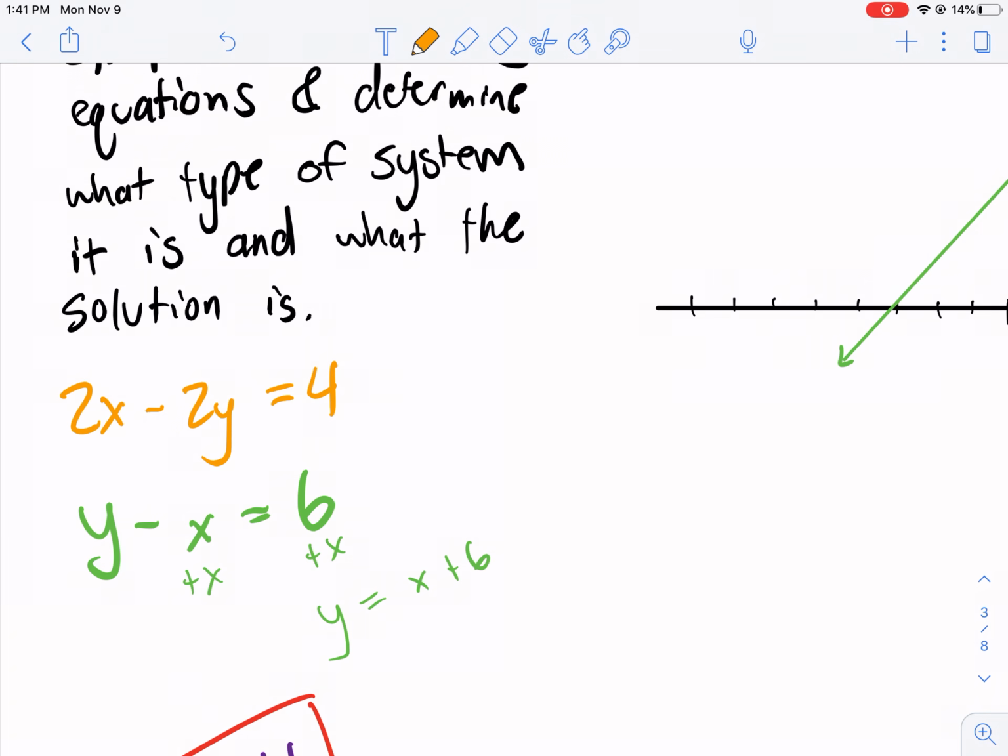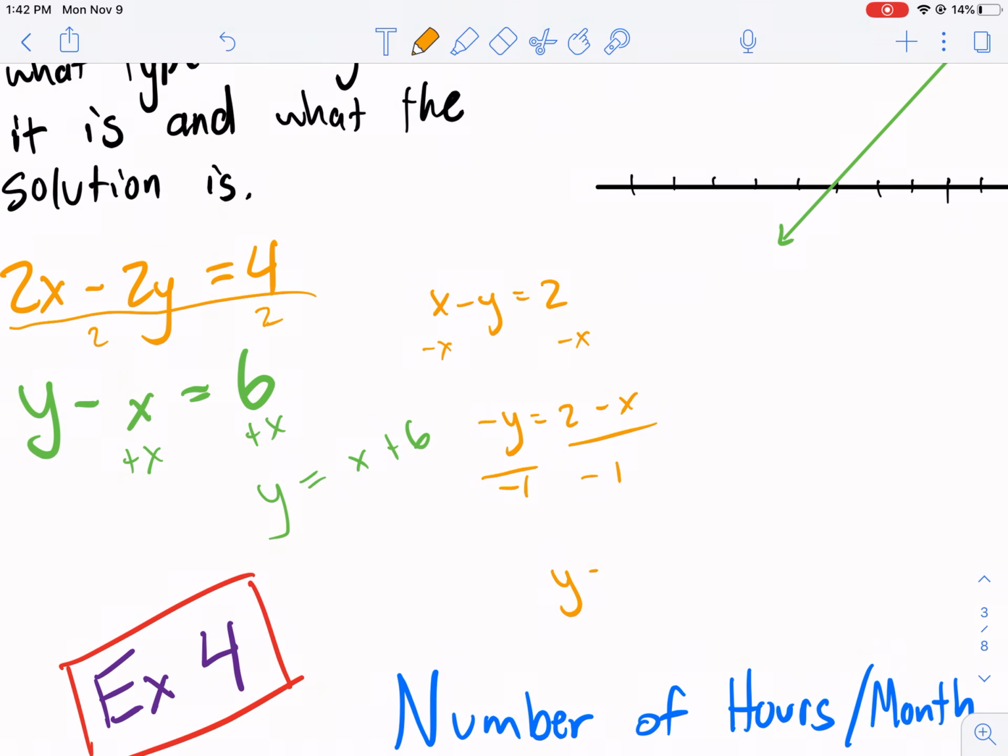One thing I notice here, everything is divisible by 2, so I'm going to divide both sides by 2 first, just to make it a little bit easier. It's a nice little trick if everything's divisible by the same number. I get x minus y equals 2. I'm going to subtract x from both sides. I get negative y equals 2 minus x. And I'm going to divide by negative 1. Once I do that, I get y equals positive x, because negative x divided by negative 1 is positive, and then minus 2.